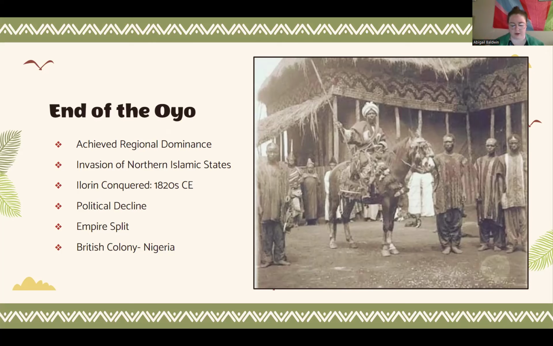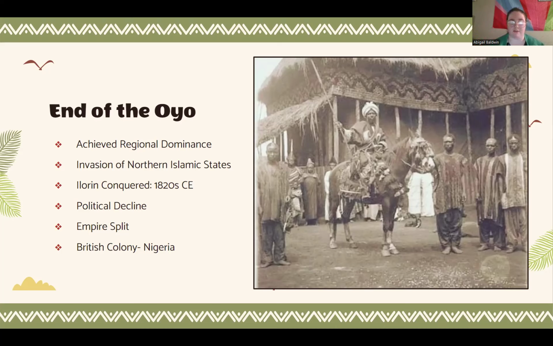After Ilorin was conquered by the Fulani Emirate, it became an outpost for the Sokoto Caliphate, and from there it was just like a domino effect. The Oyo political system crumbled, the economic system crumbled, the empire split into small states, and these small states split further into small states, and there was just a lot of competition and warfare among all of these states as the empire declined.